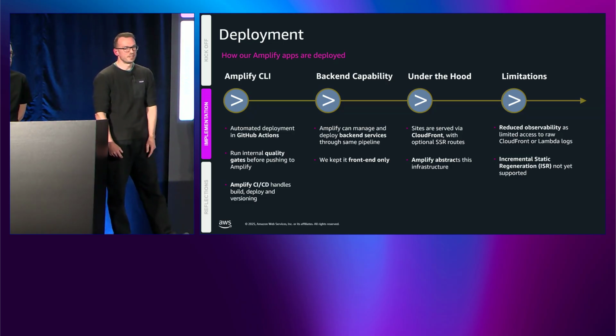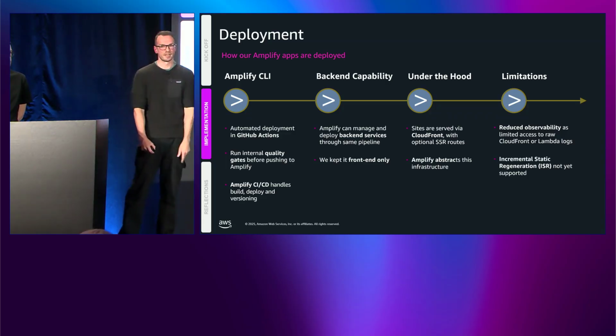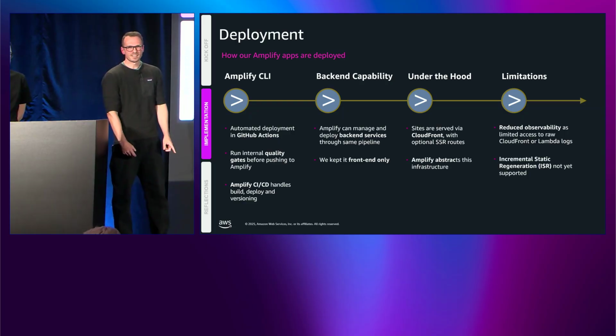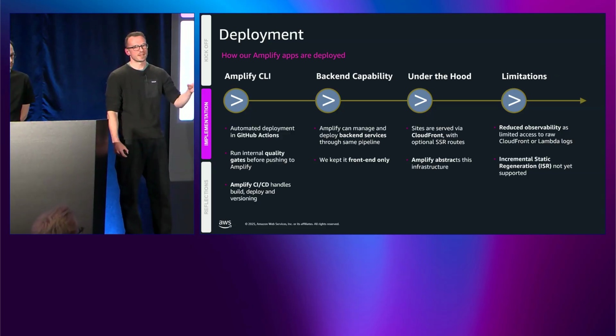So we automatically push changes once something's merged into main, and we run our internal quality gates before pushing to Amplify. And at that point, Amplify's own internal CI/CD kicks in, handles the build, deploy, versioning. Amplify does actually have some back-end capability as well. So it can deploy back-end services like Lambdas, API gateways, DynamoDBs, etc. through the same pipeline. We didn't use that.